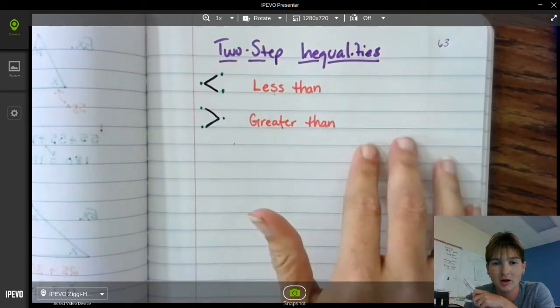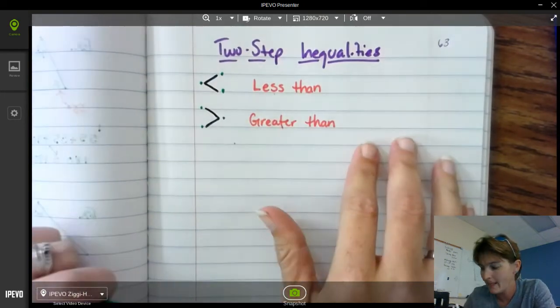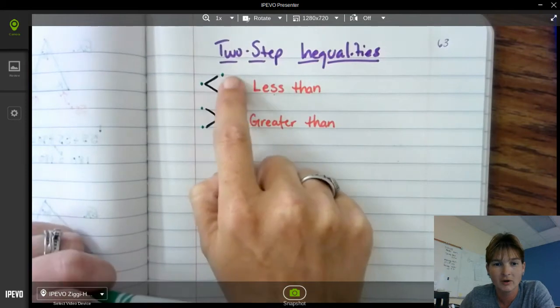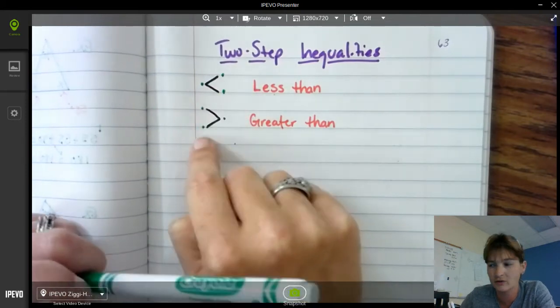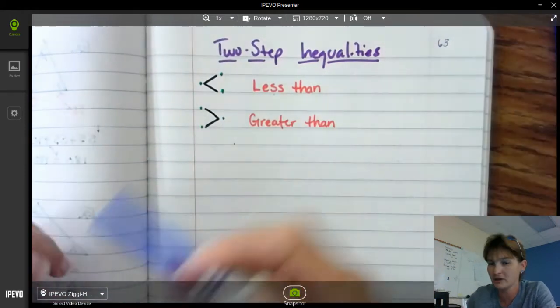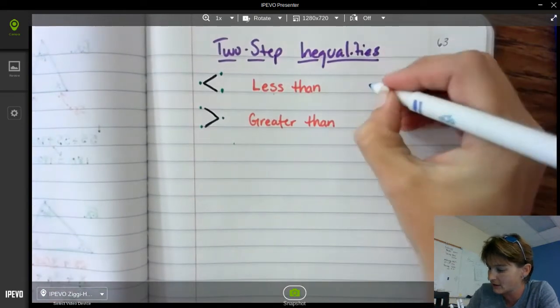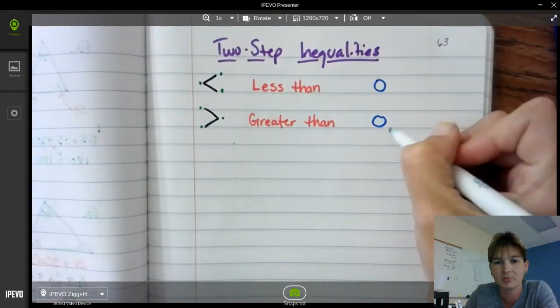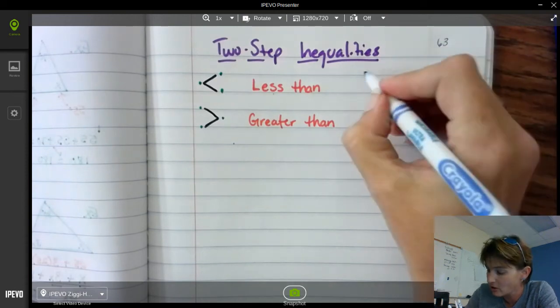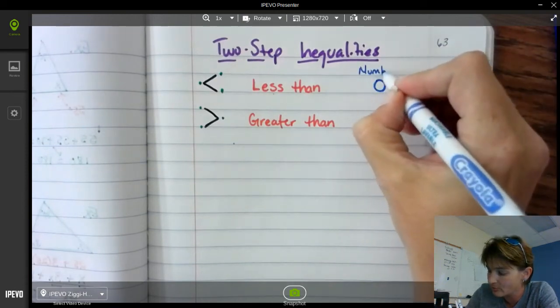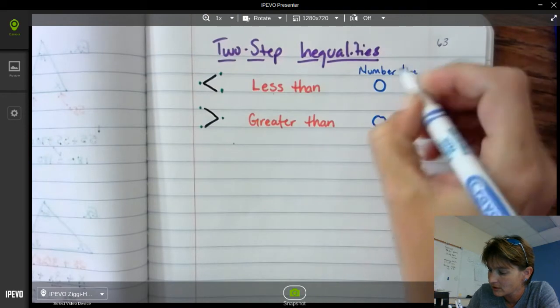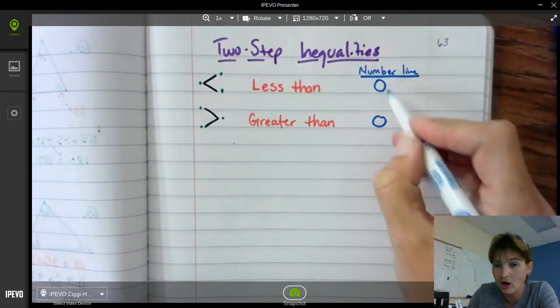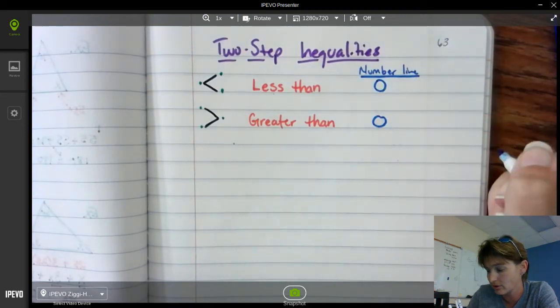Even knowing the points of your sign can help you remember what this is. Now, this is going to become important in a little bit, but I'm going to tell you already, when you have just the less than and greater than symbol, you're going to need to know that they have an open circle. And this comes into play on the number line. So number line, I'm going to put that above here. You have an open circle.